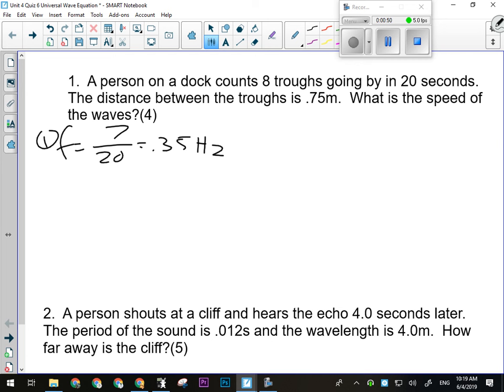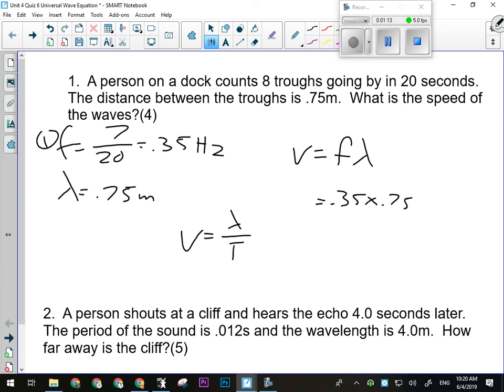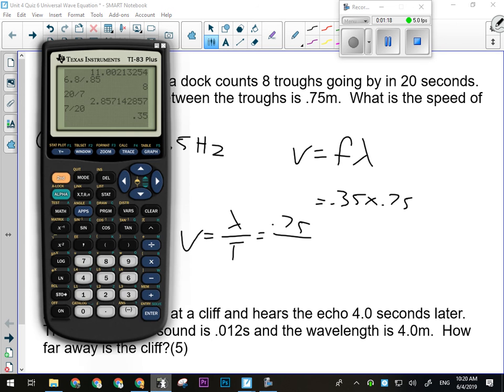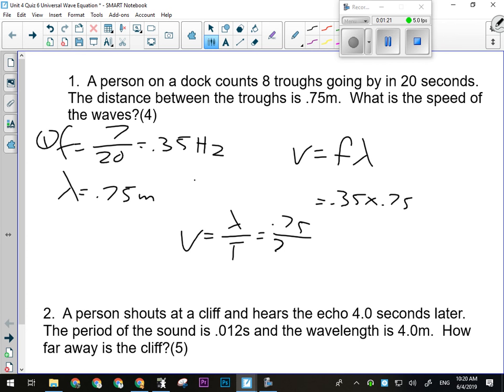Okay, and then the rest of the givens are that the wavelength is 0.75 meters. So we're looking for the speed of the waves. V equals F times lambda. That's going to be our 0.35 times 0.75, or they may have also done it this way, V equals lambda over T, and they may have gone 0.75 divided by 2.86. Either way, whichever way. All right, so give them a mark for the universal wave equation, a mark for the numbers plugged in, whichever way they did it. So we're up to 3 marks here.